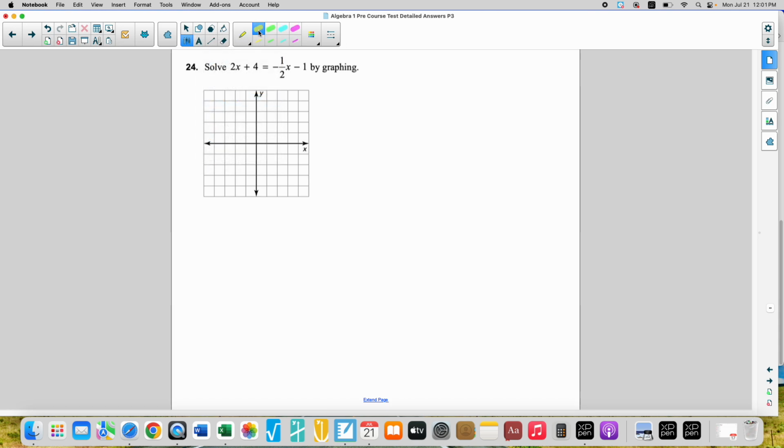I learned this in this book, in Big Ideas. I'd never seen this before. So first thing we're going to do is we're going to graph this line with a 4, 1, 2, 3, 4 y-intercept, slope of 2, up 2, right 1, or down 2, left 1, down 2, left 1, and we can make a line.